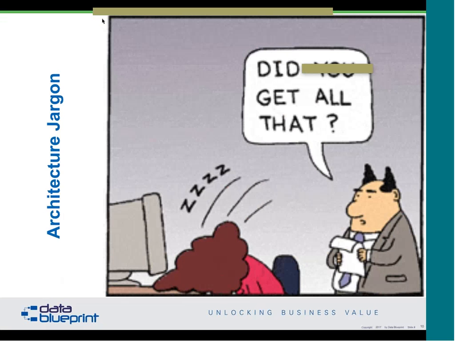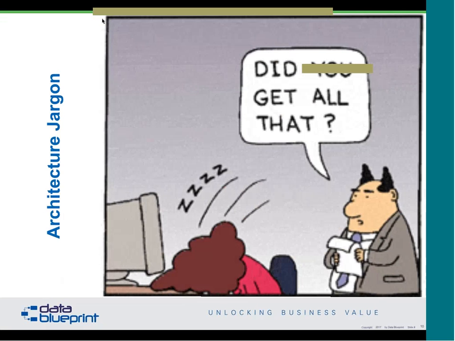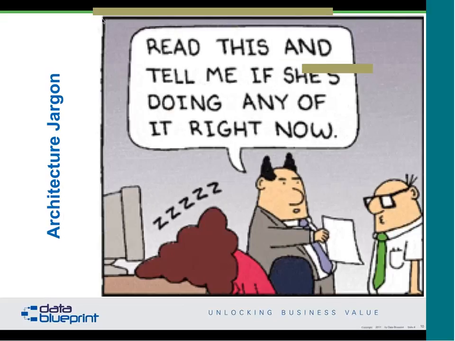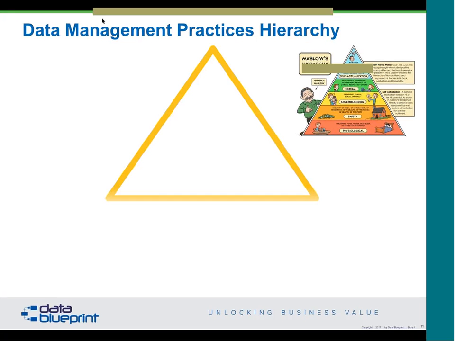He asks Alice. Remember, Alice is the hardworking, smart engineer, and he has to go out and pull Wally in and say, read this and tell me if she's doing any of it right now, because they just don't understand what it is architecture does.